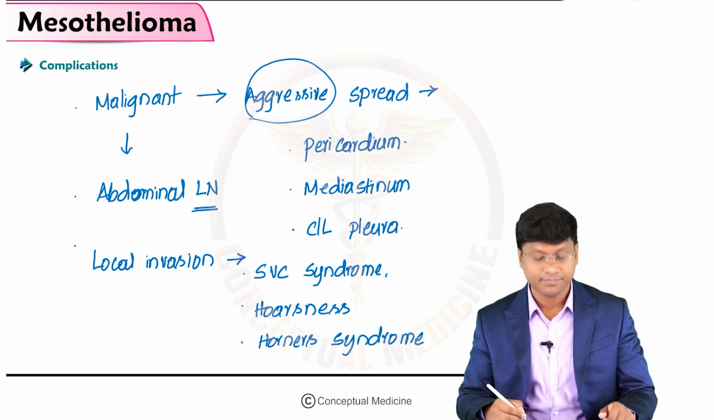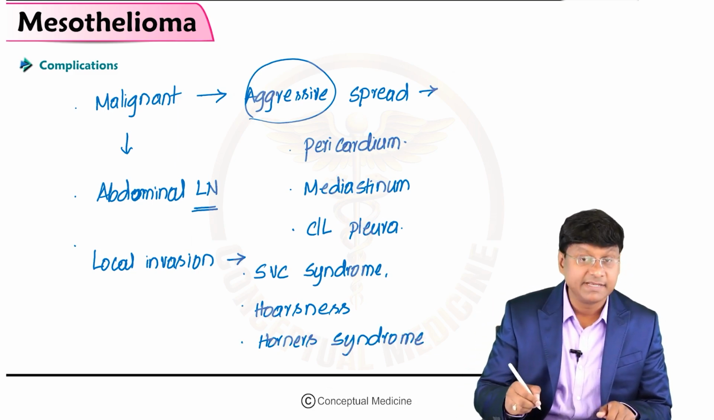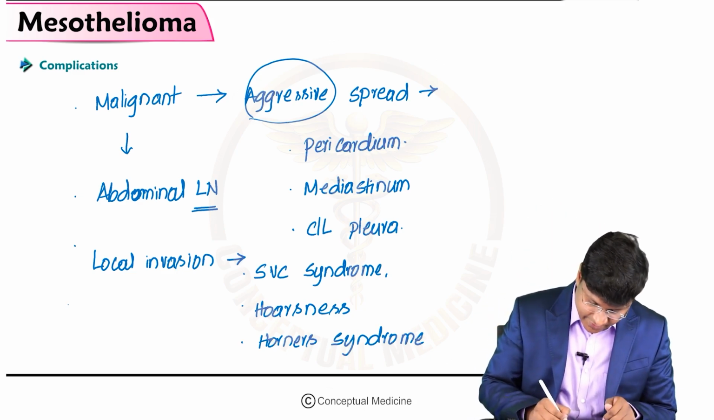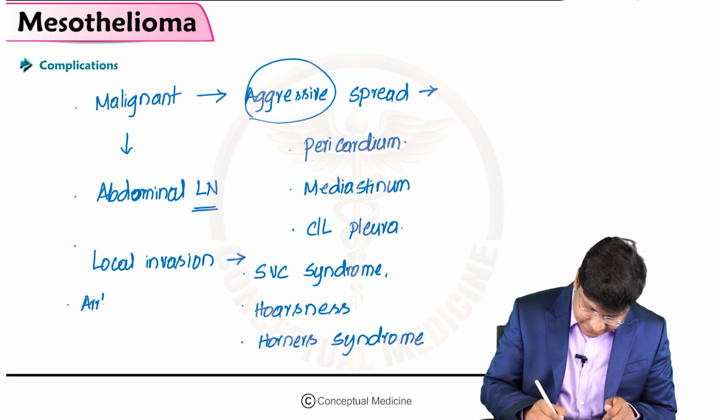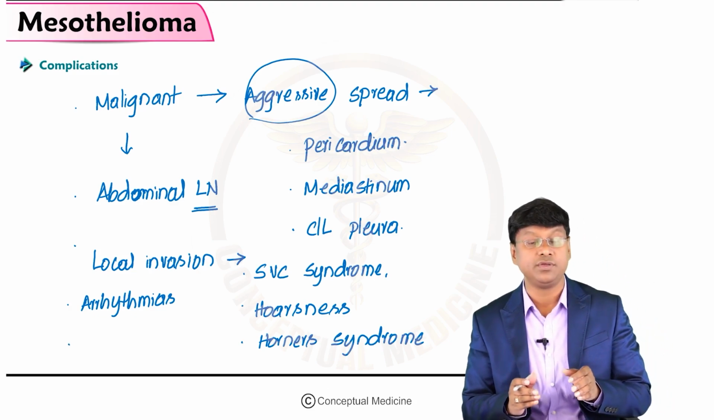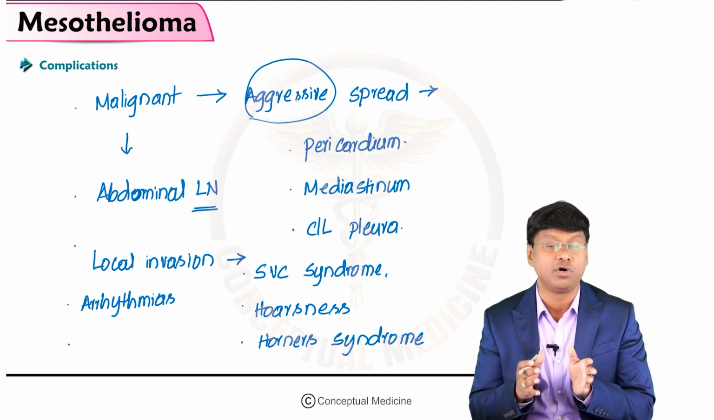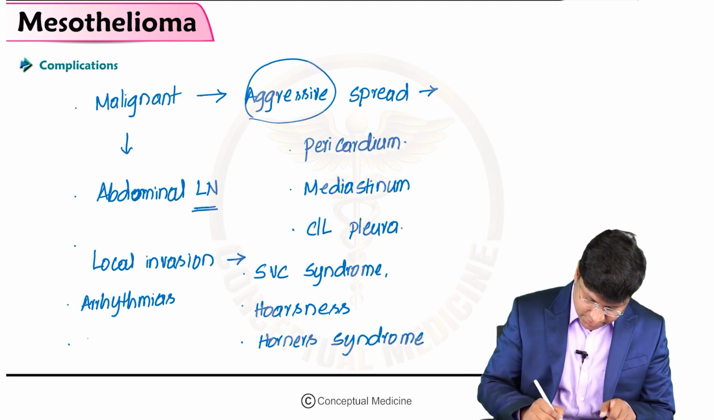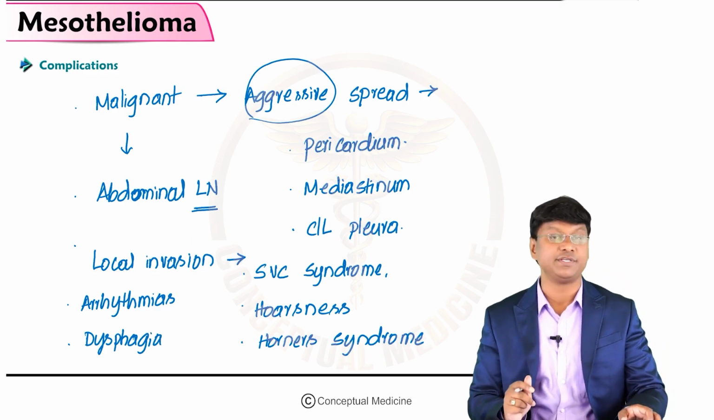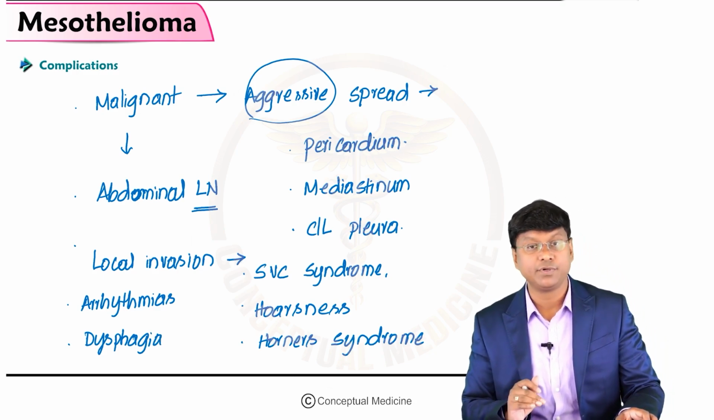Causing Horner syndrome. And by spread to the pericardium as well as myocardium, the individual can develop arrhythmias. And this mesothelioma can even compress the esophagus, causing dysphagia. So these are the complications that you will come across in patients with malignant pleural mesothelioma.